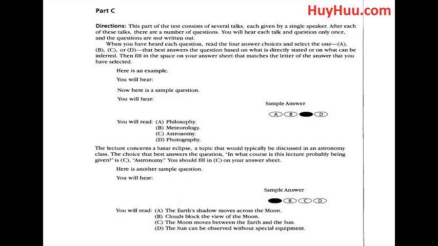C, the moon moves between the Earth and the sun. D, the sun can be observed without special equipment. From the lecture, you learned that a lunar eclipse occurs when the Earth moves between the sun and the moon, and the shadow of the Earth passes across the moon. The choice that best answers the question, according to the speaker, which of the following occurs during a lunar eclipse, is A, the Earth's shadow moves across the moon.